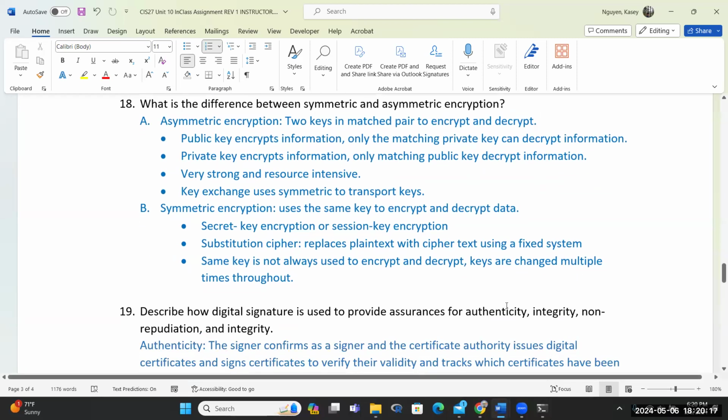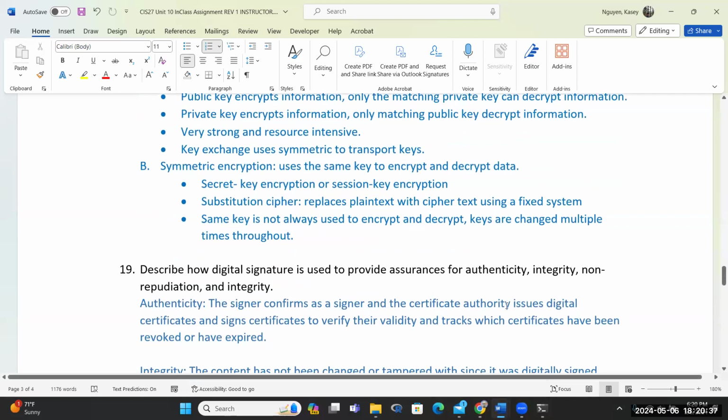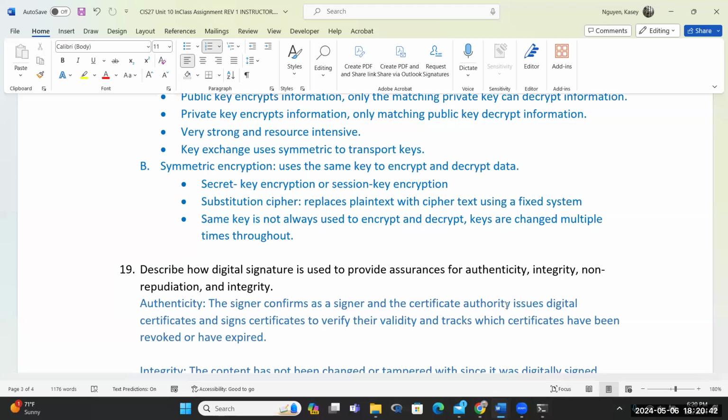And then earlier we touched a little bit on digital signature, and the later section talks about that too, but 19 asks you to describe digital signature, how it's used to provide assurances for authenticity, integrity, and non-repudiation. Authenticity: when you sign that document using a digital signature as a signer, the certificate authority gives you a digital certificate. This is a file that contains the validity of who you are as a signer.